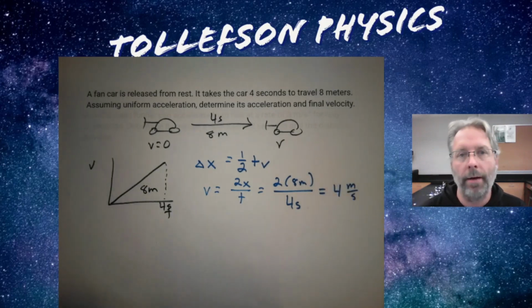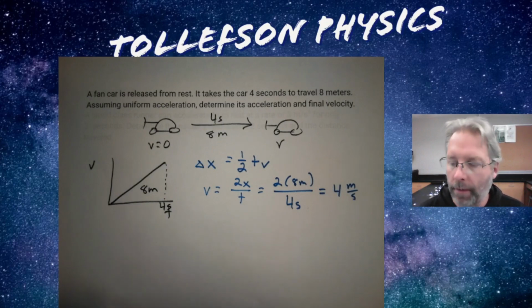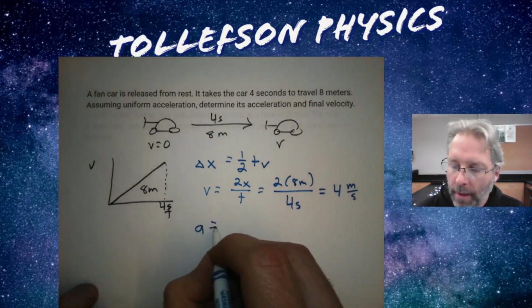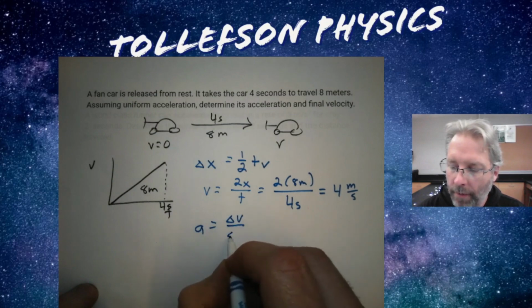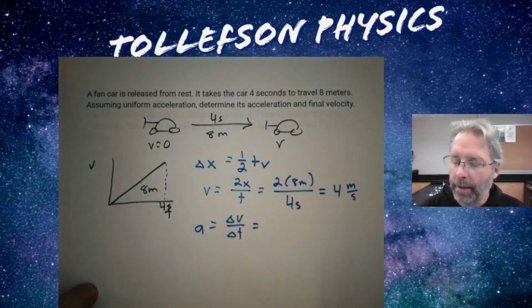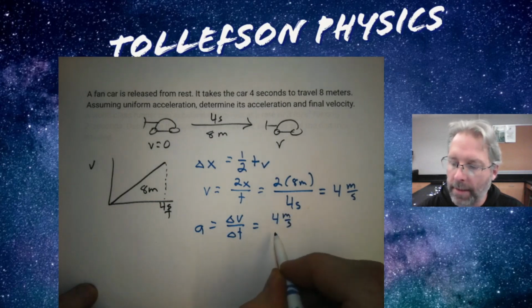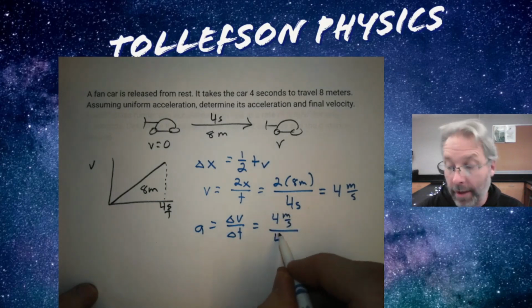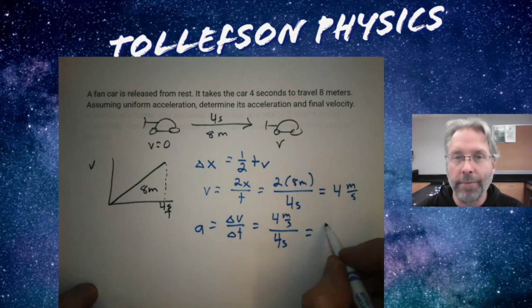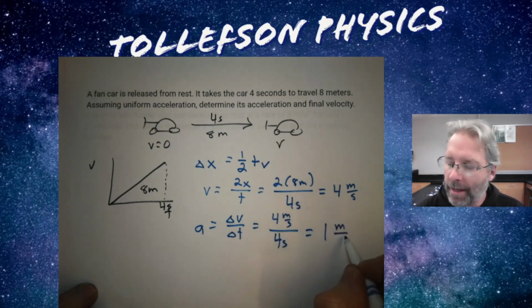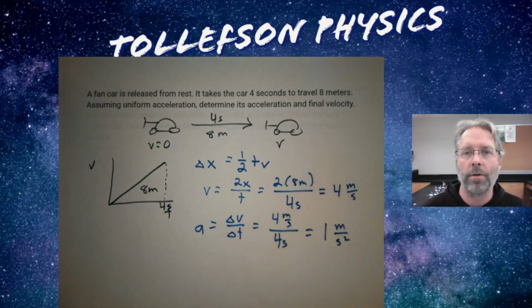The other question that I want to answer is, well, what is the acceleration? So the acceleration is the rise over the run. So in this particular case, we just figured out the rise is 4 meters per second and that the run is also 4 seconds. So in this particular case, the acceleration is 1 meter per second squared.